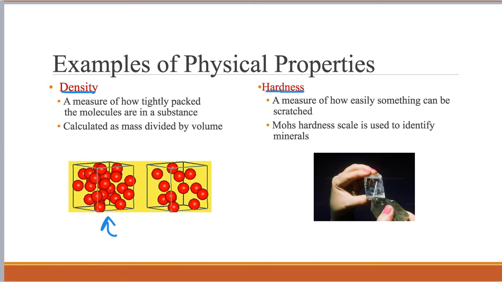Hardness is another physical property, and that has to do with how hard something is, how easily it can be scratched. In previous science classes, you may have talked about the Mohs hardness scale that's used to identify minerals. Well, in this case, this picture is showing quartz scratching calcite, so one mineral scratching another, and so that's another physical property.